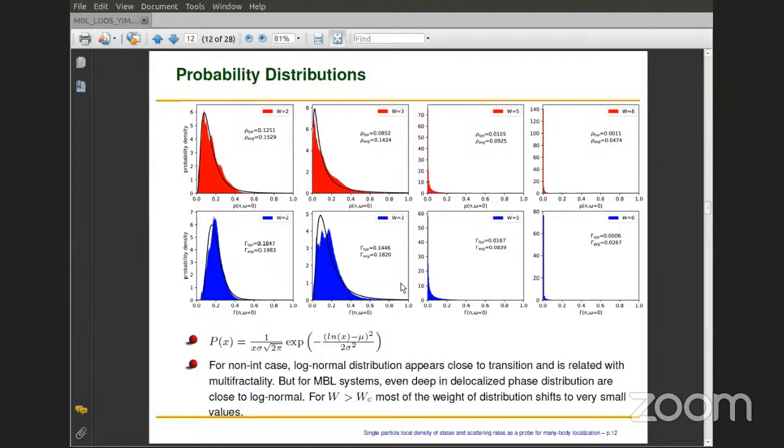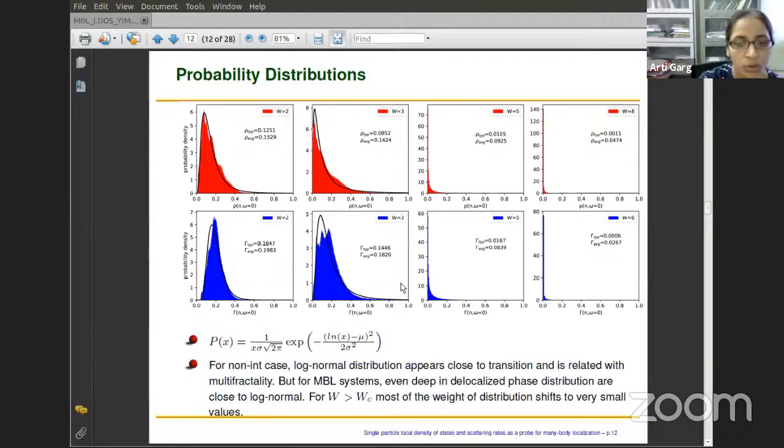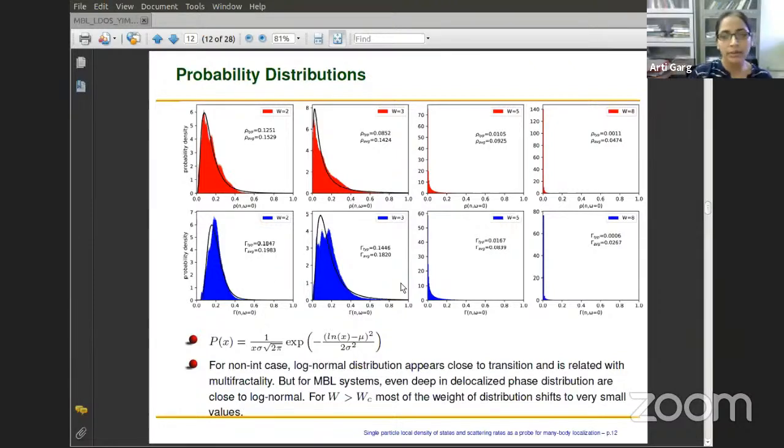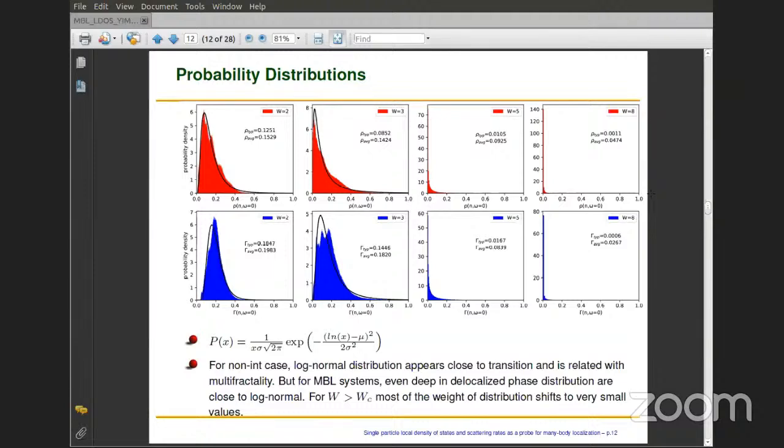At large values of local density of states and scattering rates, they actually correspond to the kind of rare events you are talking about, right? So for example, here you see the tail is long, even for W equal to 8, although the weight at 0 has become very large. But it's not that the weight is exactly 0 at other values of the local density of states. I see. So maybe I'll talk to you later to understand this more.